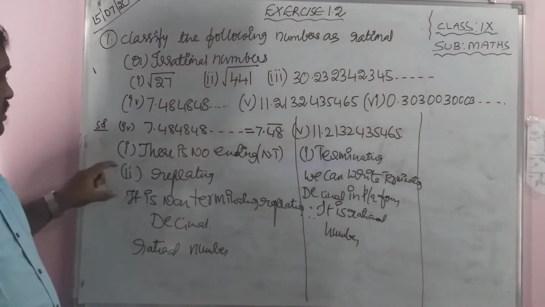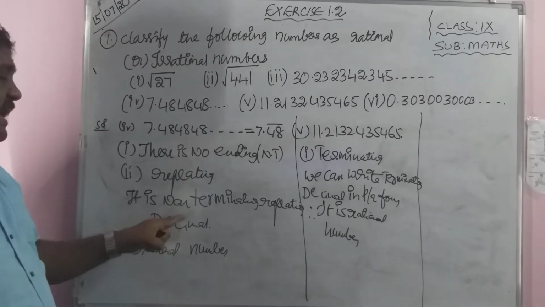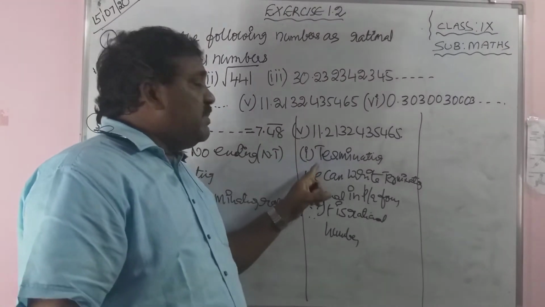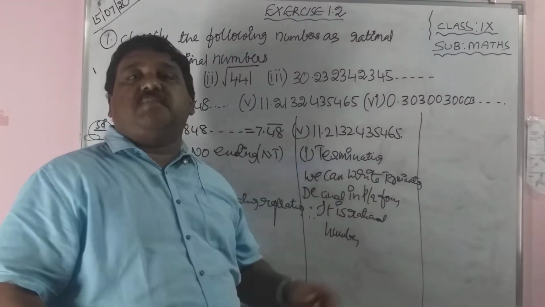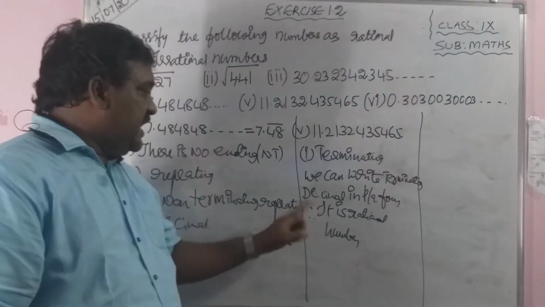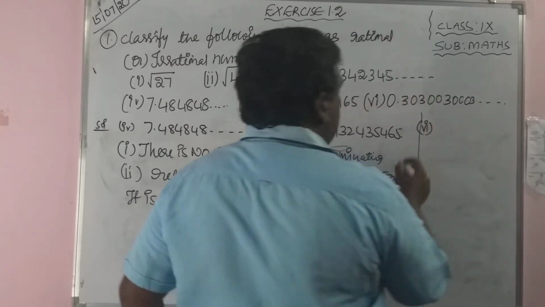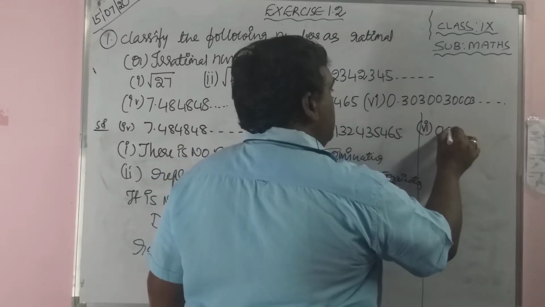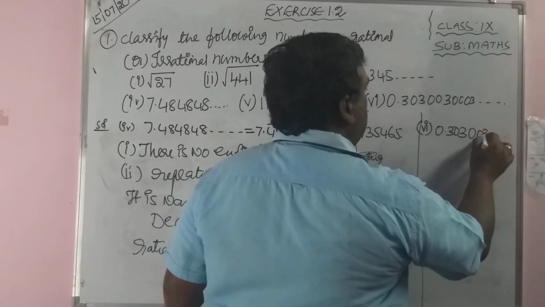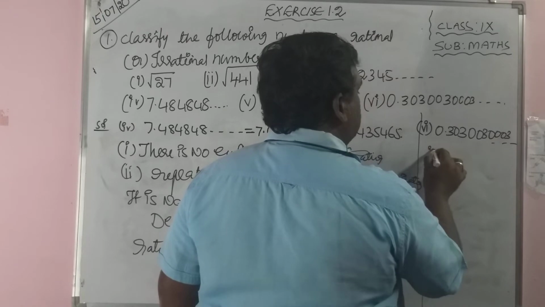So, the fourth one is a non-terminating, repeating decimal. It is a rational number. The fifth one is a terminating decimal. We can write a terminating decimal in the form of P by Q. So, it is a rational number. Sixth one is 0.303003 0003 and so on. What is your observation?